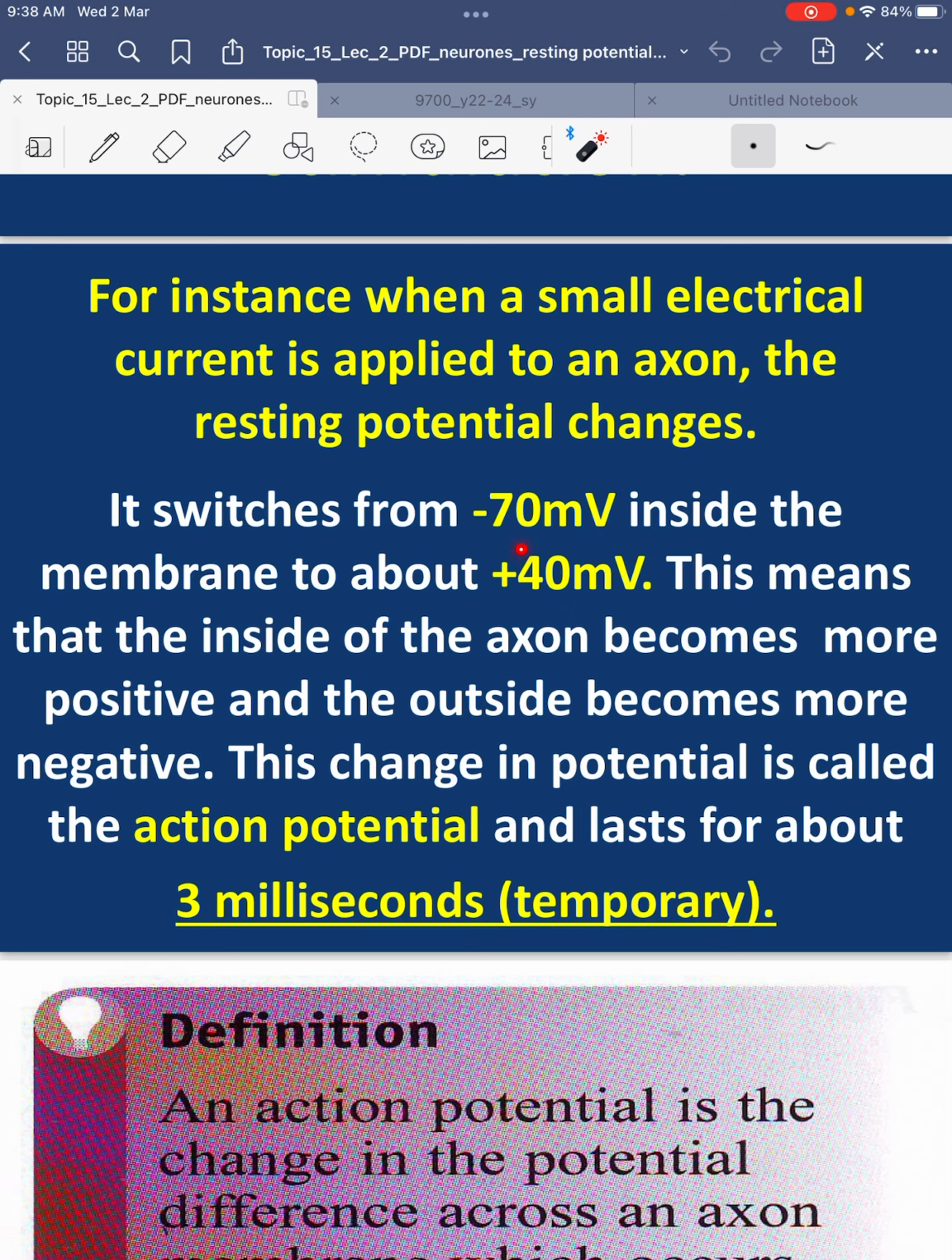Just by looking at these figures, when we say minus 70 millivolt, this is resting potential. We say that the inside is 70 millivolt lower than the outside. That's the meaning of it. If it's plus 40 millivolt, it means that the inside is 40 millivolt higher than outside. This means that the inside of the axon becomes more positive, because of the entry of sodium ions, and the outside becomes more negative. This is called the action potential, which will last about 3 milliseconds. So it's very, very temporary.